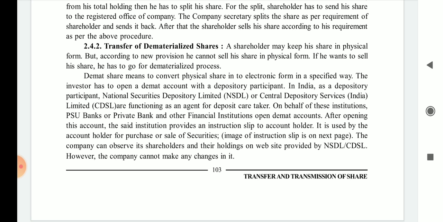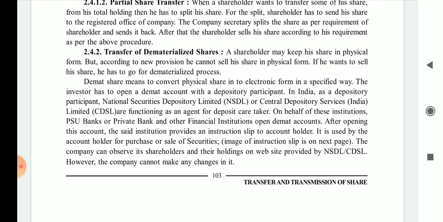This name can be asked in a one-mark question, so you have to read it very carefully and write it very carefully. NSDL or CDSL, Central Depository Services India Limited. If CDSL's name is asked in the examination, you must write Central Depository Services India. Mentioning India is compulsory, because CDSL exists all over the world, but for a specific country it is necessary. So when the full name of CDSL is asked, you have to write Central Depository Services India Limited, and it is a very essential part.